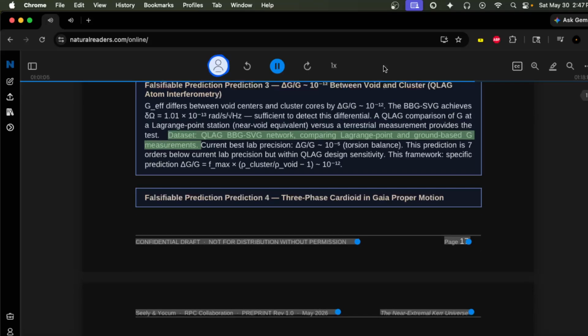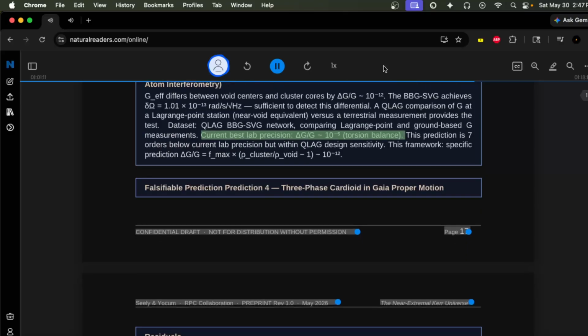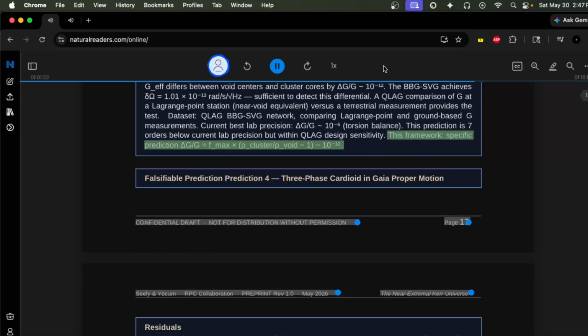Dataset: QLAG BBGSVG network, comparing Lagrange point and ground-based G measurements. Current best lab precision: delta G over G approximately 10⁻⁵. This prediction is 7 orders below current lab precision but within QLAG design sensitivity. This framework: specific prediction delta G over G equals F max times approximately 10⁻².